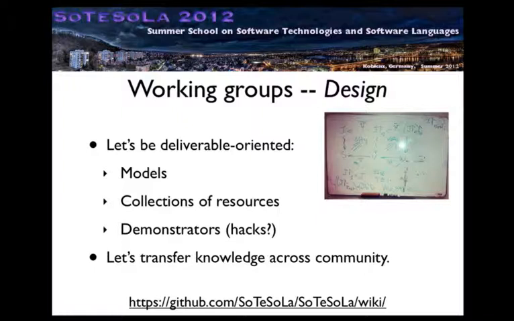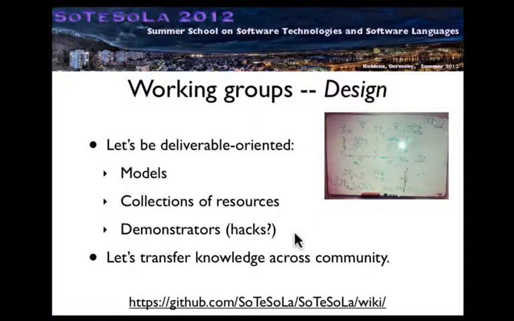And so the next component of the design is the working groups. So what are we doing in the working groups? Well, foremost, we're deliverable oriented. So we're creating models, we collect resources, we have demonstrator efforts where we hack something, for example, to show a certain community resource and how we can leverage it, or how we can integrate several community resources. And this is very much a knowledge transfer, knowledge integration effort.